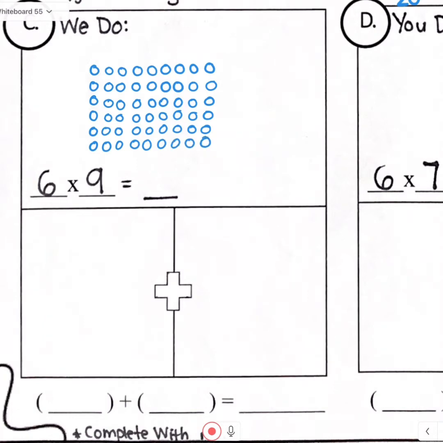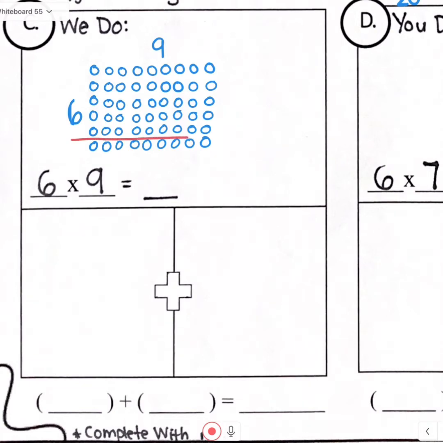So here I have 6 times 9. Again, I'm going to break the 6 apart into 5 and 1, and this is just my preference. Some people like 3 and 3, but I think a 5's fact is very easy to solve, and I think a 1's fact is very easy to solve. So breaking that 6 apart into 5 and 1 I think is very helpful.